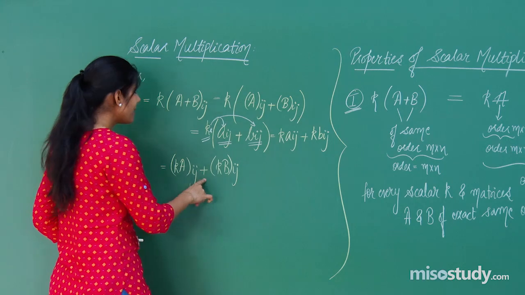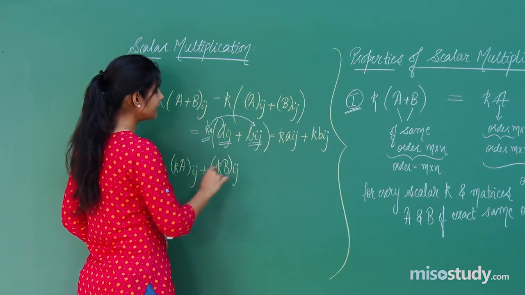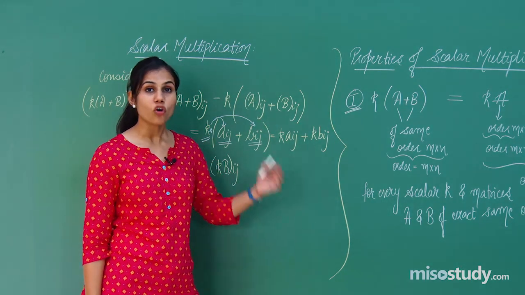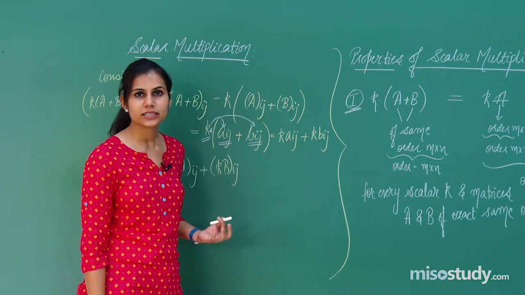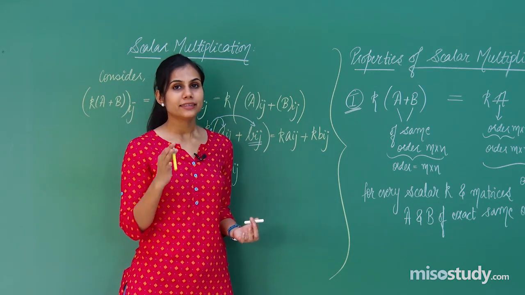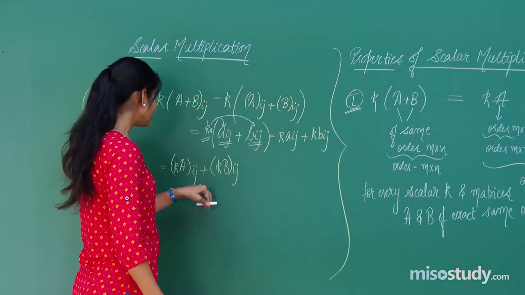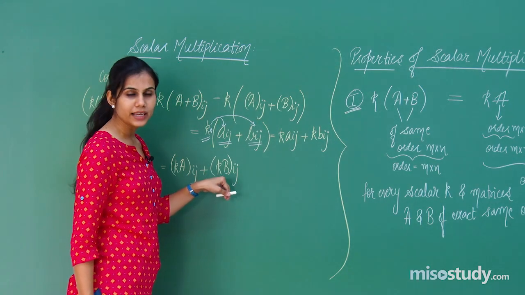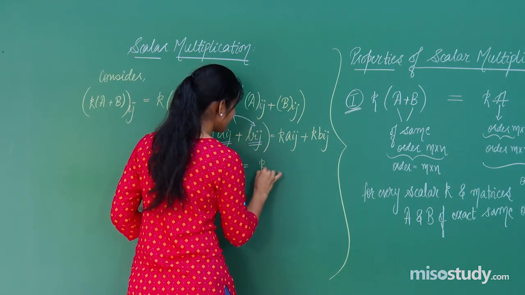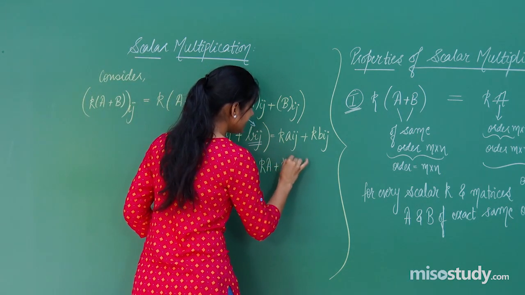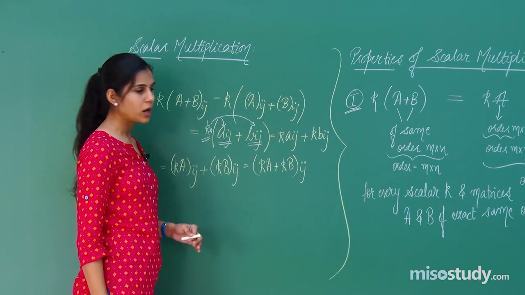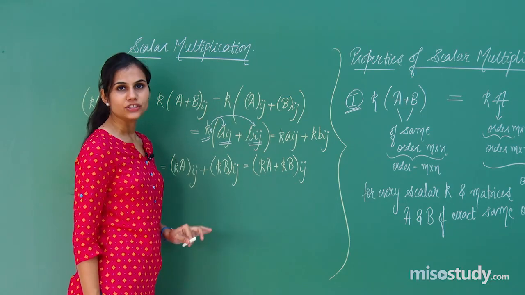Now see, I am adding the ijth member of one matrix with the ijth member of the other matrix. The answer is going to be nothing but the ijth member of their sum matrix. That is the definition. If I add the ijth member of A with the ijth member of B, I eventually get the ijth member of A plus B. So if I am adding the ijth member of KA with the ijth member of KB, I am actually getting the ijth member of KA plus KB. So this member is nothing but KA plus KB's ijth member.